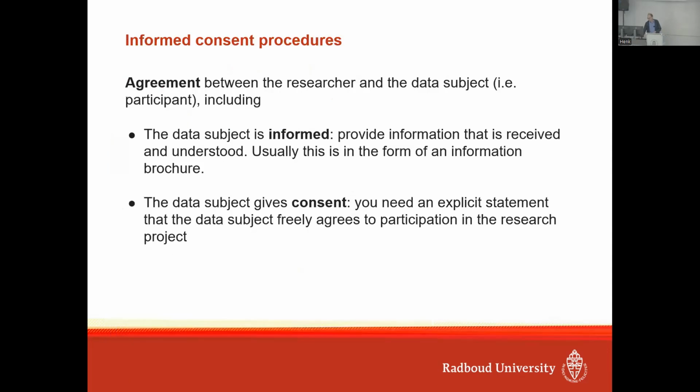So informed consent is an agreement between the researcher and the participant, making sure that the participant is well informed, that the information in the document is understood. And the second thing is there is explicit consent saying, yes, I have understood this and I agree to what is being told about how the experiment will go, how the data will be collected and processed, and with whom the data will be shared.